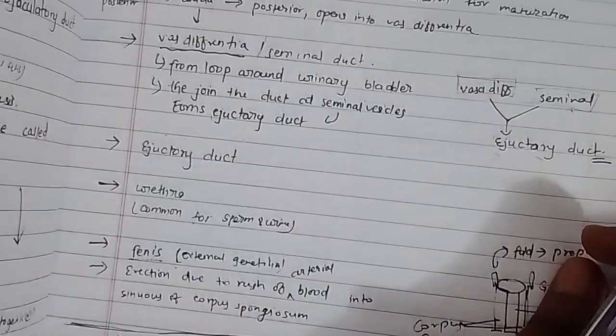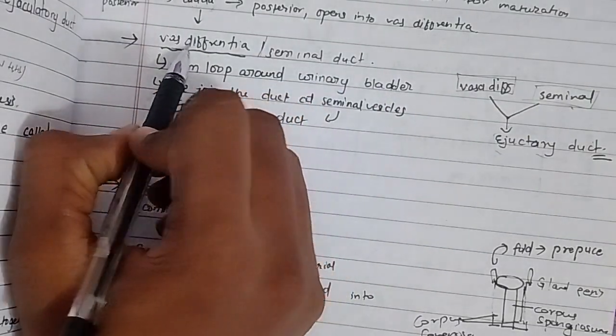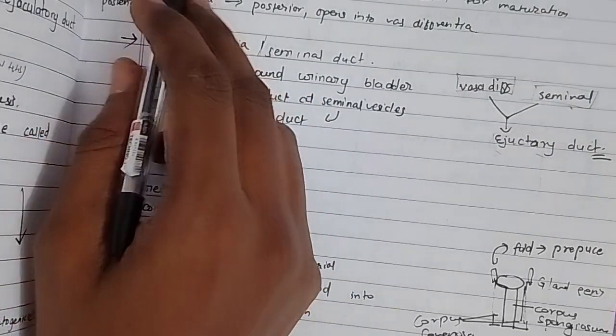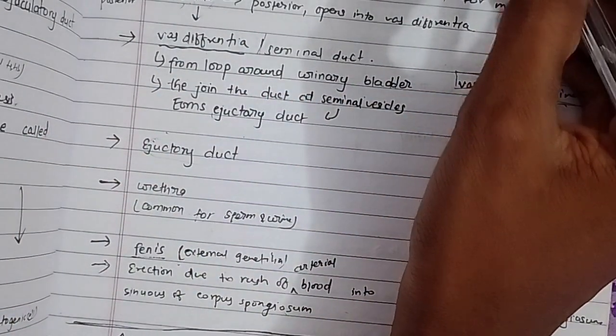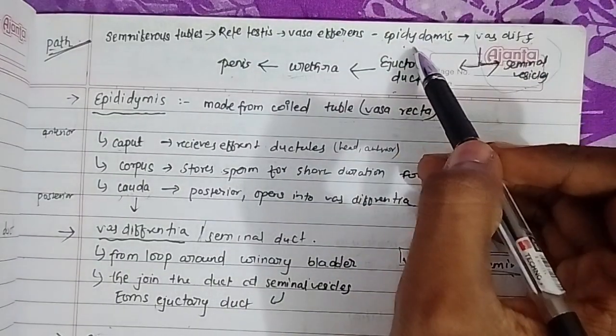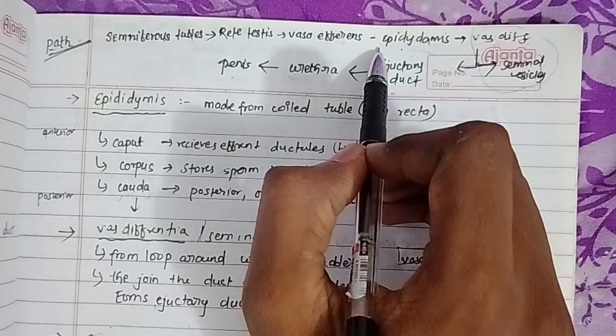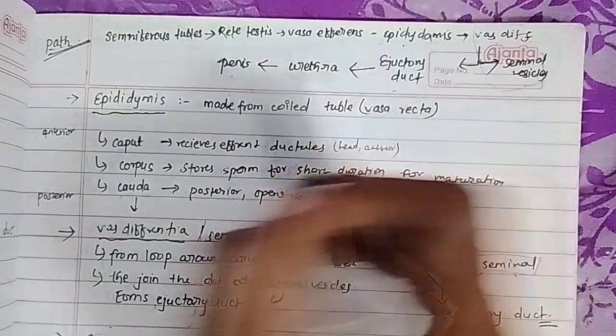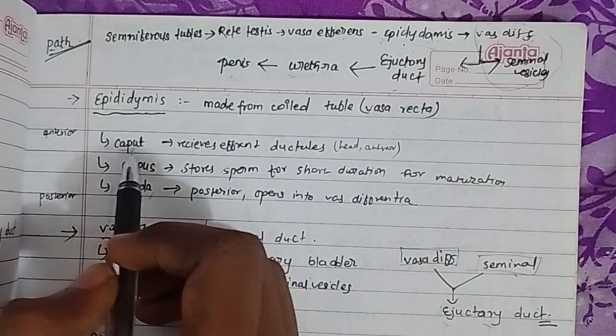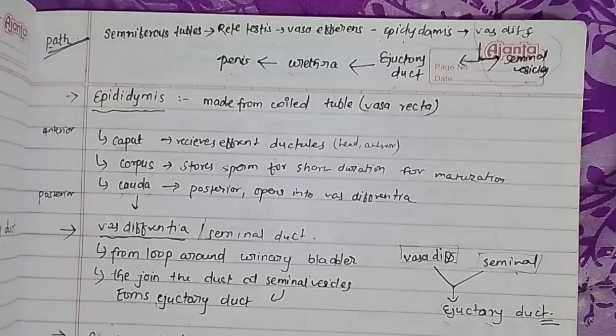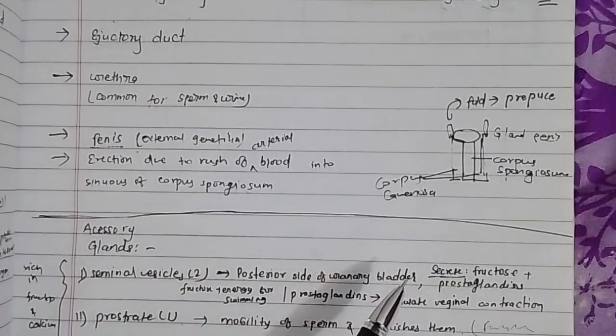So here I just forgot to mention something. The cauda of the epididymis opens into the vasa deferentia, like here. Sperm from the vasa deferentia goes to the caput of the epididymis. So for the concept, it would be good. Anyway, we'll be moving down.